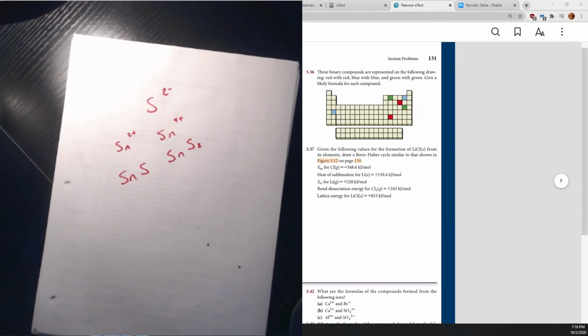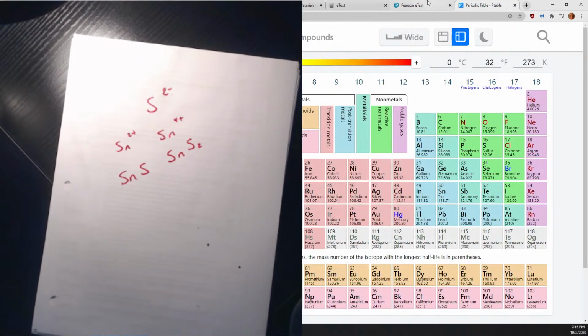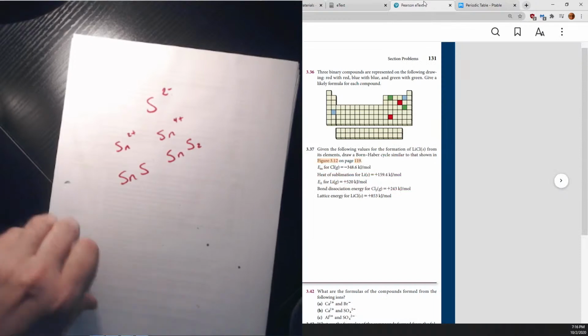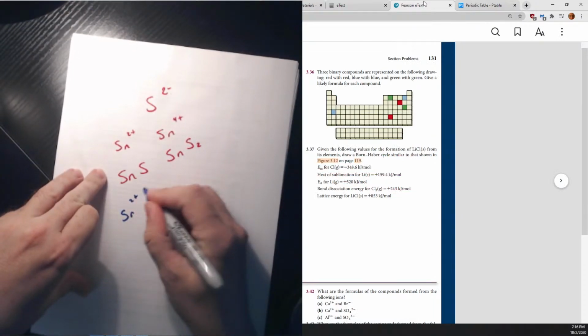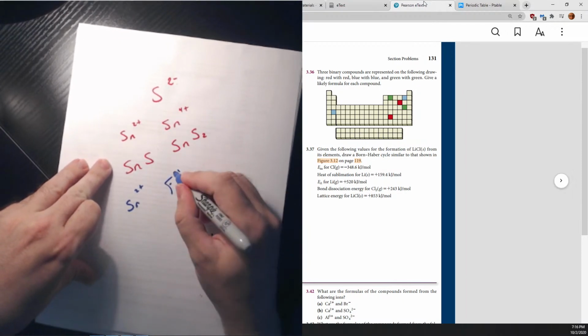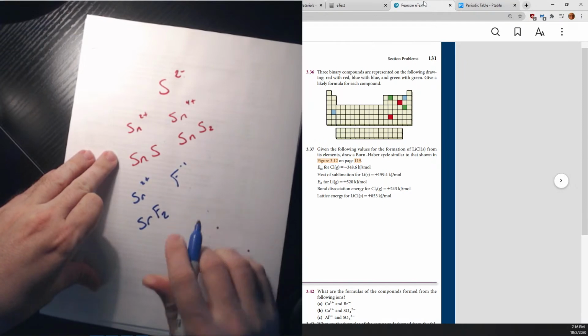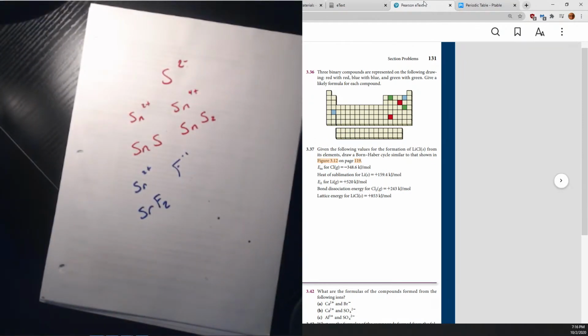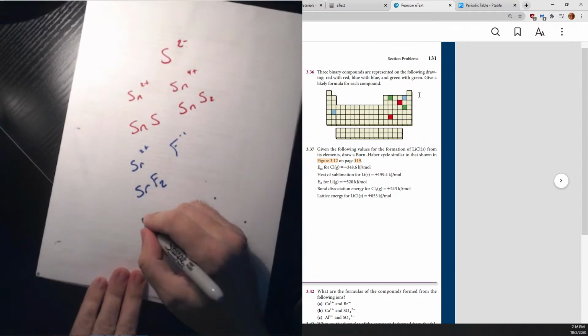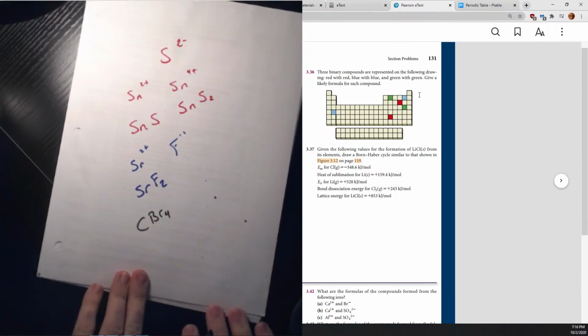All right, now let's do blue. Let's see, that's fluorine, and I think that is not magnesium, rubidium? Strontium. Yes, fluorine and strontium. So strontium is always going to be 2 plus. Fluorine is always 1 minus. So the formula there is going to be strontium fluoride. And finally, green with green. Let's see, that's carbon, fluoride, chloride, bromide. Carbon bromide, CBr4.